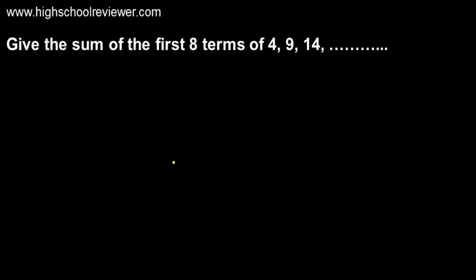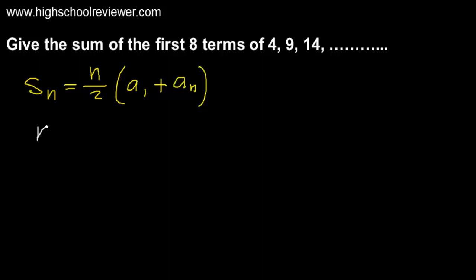Give the sum of the first 8 terms of positive 4, 9, 14, and so on. To find the sum of an arithmetic sequence, we know that the formula is s sub n equals n all over 2 multiplied by a sub 1 plus a sub n, or the last term. For our given problem, our n here is the number of terms. We have 8 terms. So our n is equal to positive 8. And for our a sub 1, this is the value of our first term. Our first term here is positive 4.